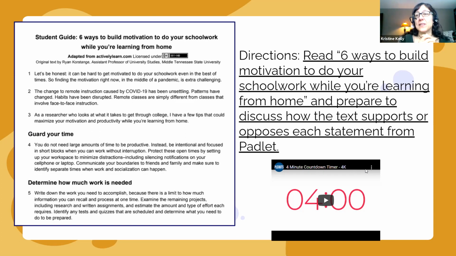So Patsy put the link to the text, 6 ways to build motivation. This is from a site. I don't know how many of you are familiar with it. I stumbled on it. It's called Actively Learn. Now, it is a pay site for some things.